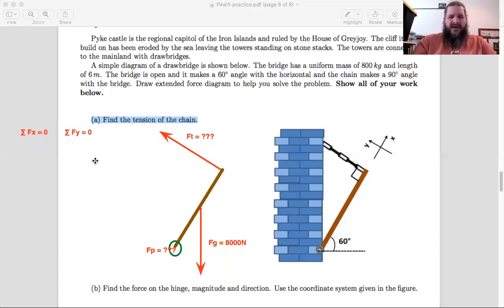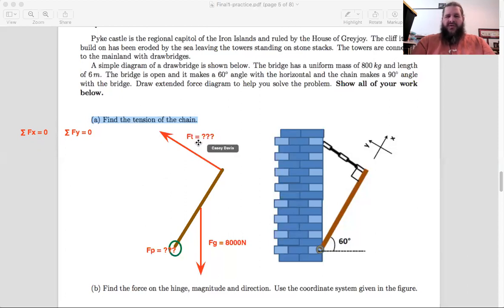Problem is, though, how many unknowns do we have? Two unknowns, and what are those two unknowns? Yeah, we don't know the force of tension, we don't know the pivot force, although technically the pivot force is two unknowns in its own right, because for the pivot force, we don't know the magnitude and we don't know the direction. So there's really three unknowns.